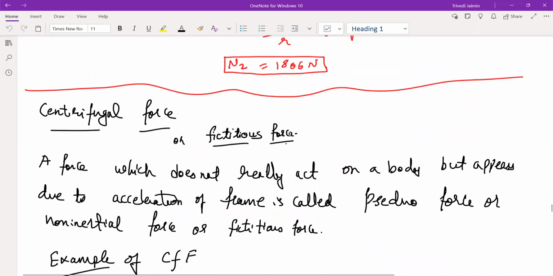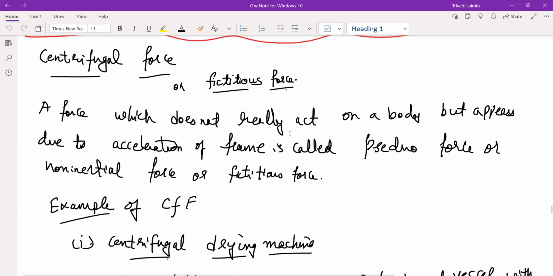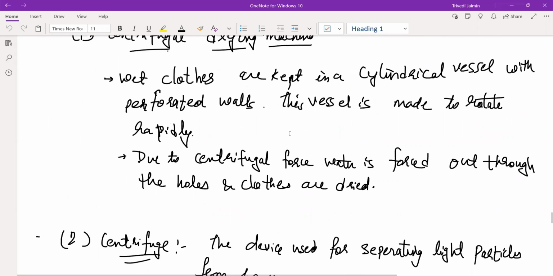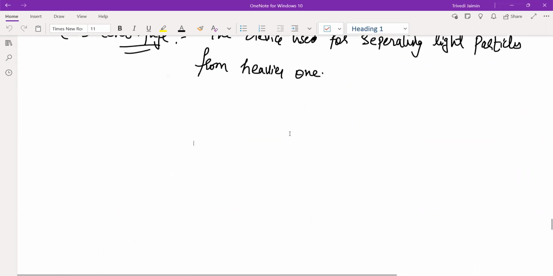Yes, here, centrifugal force. A force does not actually act, but appears to act. It just moves us. A simple way: like we saw the centrifugal drying machine, the centrifuge.